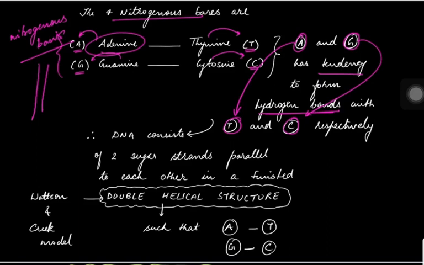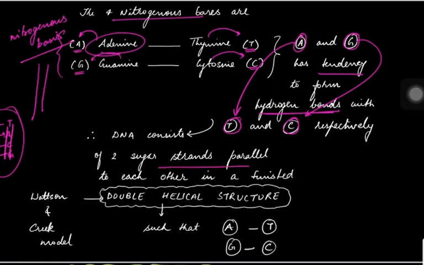So therefore, in a way, the DNA will consist of two sugar strands parallel to each other, on which nitrogenous bases will be arranged in such a manner that the opposite sugar strand will have the corresponding complementary nitrogenous base. In front of adenine there will be thymine, in front of thymine there will be adenine, in front of guanine there will be cytosine, in front of cytosine there will be guanine. So this way there are two parallel sugar strands on which you will find the nitrogenous bases in a complementary manner, such as adenine complemented by thymine, and cytosine complemented by guanine.